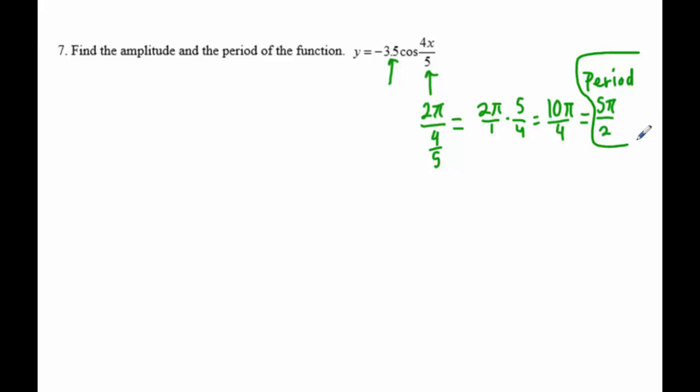Does the negative in front of 3.5 count? It is not a part of the amplitude. The amplitude is positive 3.5. And so you might make a note to yourself that amplitude is never negative. We take the absolute value of whatever's in front of sine or cosine so that it's never negative.